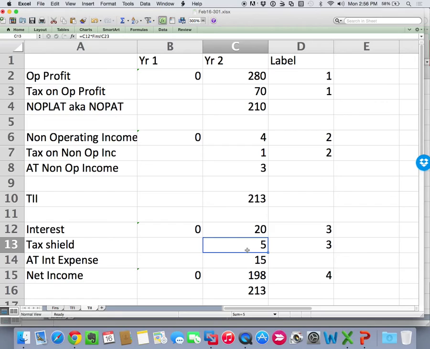But notice the additional insight that we get. What is the value of the tax shield of having debt in my capital structure? I can answer that question. What is the answer? $5 a year. That's the value I'm getting from the government by allowing me to have debt in my capital structure.